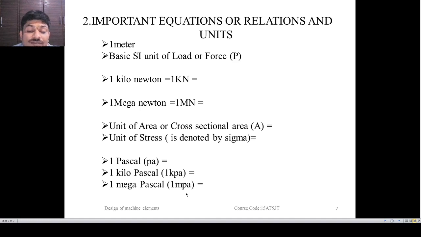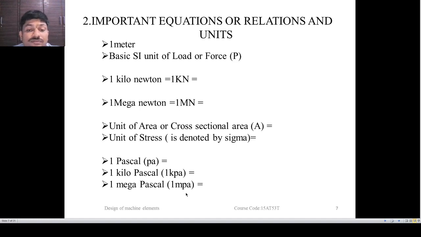So you can write either capital D or small d, depending on the type of notation used for the diameter. In the case of nut and bolt, we use dc for the core diameter and small d for the nominal diameter.